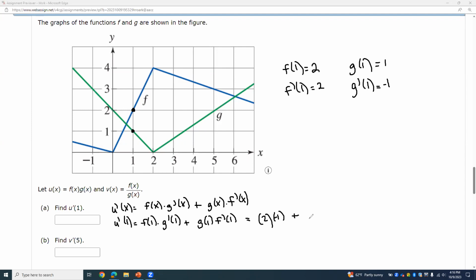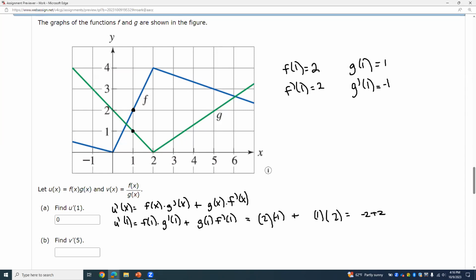Okay, so f of 1 was 2, the derivative at g of 1 was -1, plus g of 1, which was 1, times the derivative at f of 1, which is 2. So it comes down to -2 plus 2. Look at that, so it's just going to be 0. Thank you. That's great. All right, let's try this again.